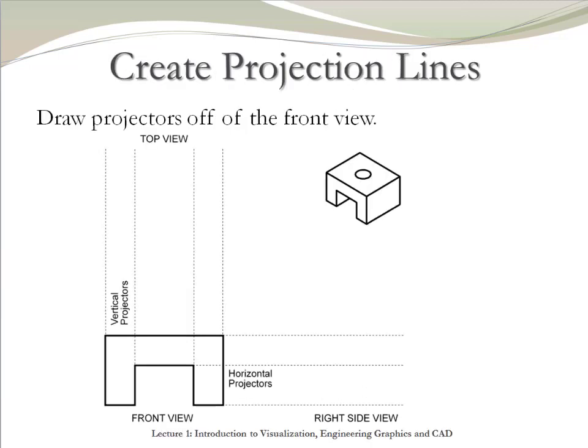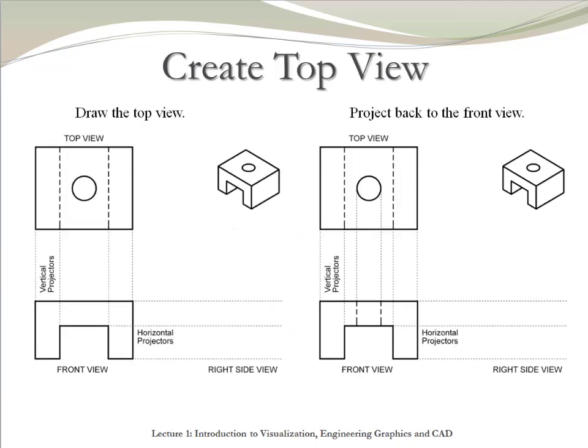Let's now utilize the method to create an orthographic projection of this object. The first step is to create the front view using only visible surfaces. Then create horizontal and vertical projection lines. These lines will help you to determine the size and the location of the features in other views. Let's now create the top view. Using the projection lines, draw the visible lines of the top view.